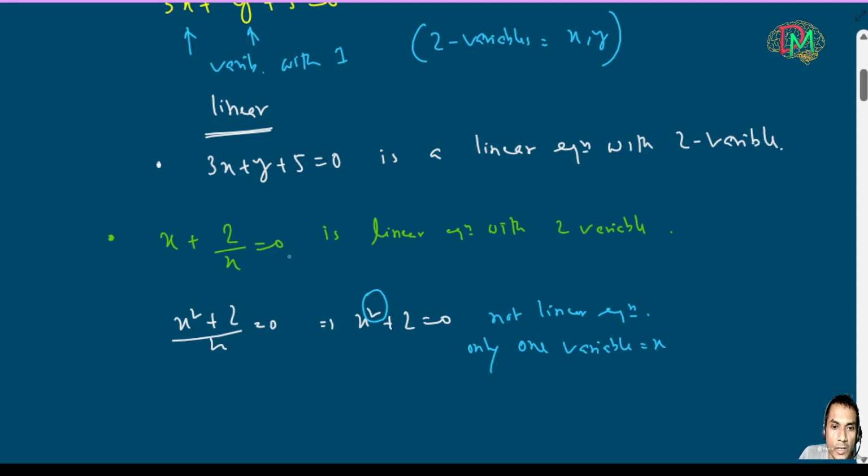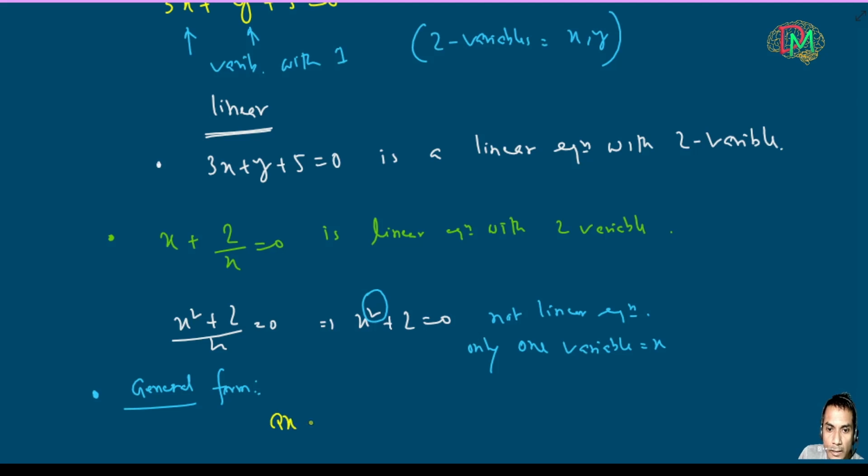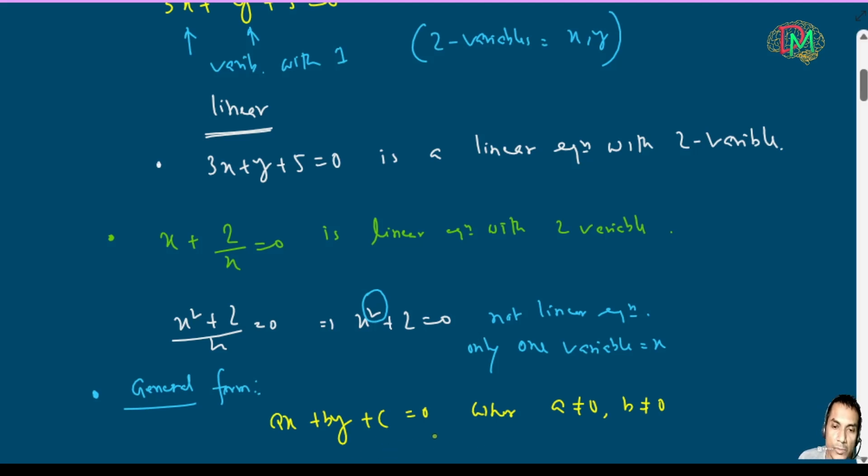So what is the general form of a linear equation in two variables? The general form we can write as ax plus by plus c is equal to 0, where a is not equal to 0 and b is not equal to 0. If a or b becomes 0, then it will be a one variable linear equation, not a two variable linear equation.